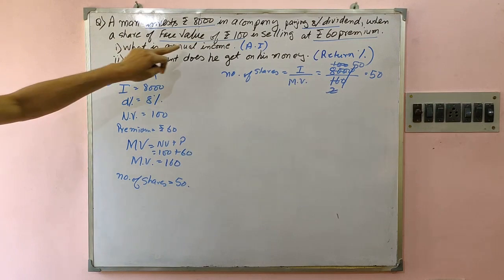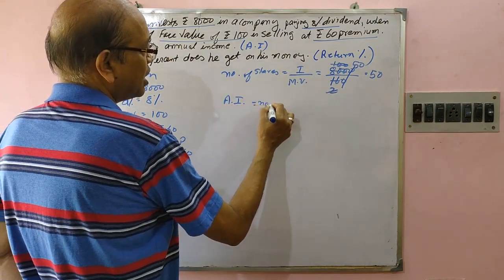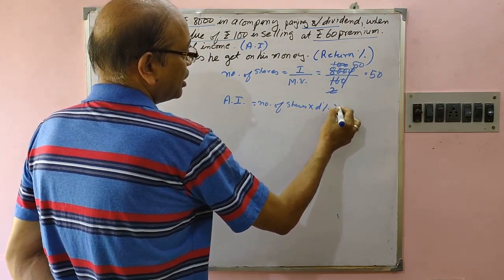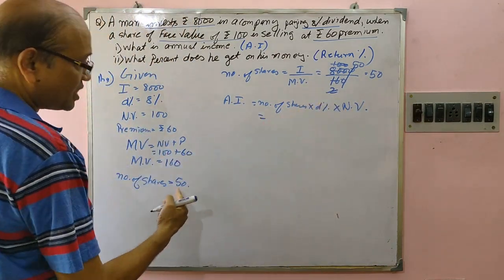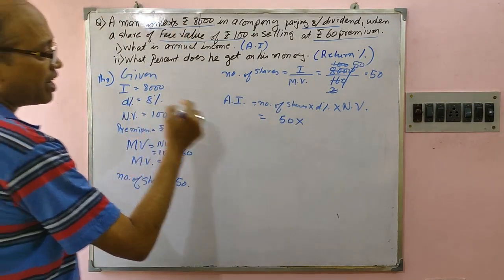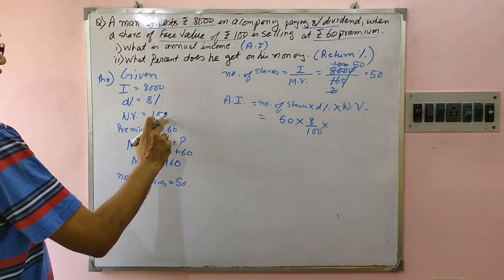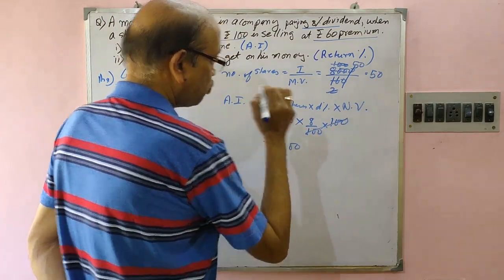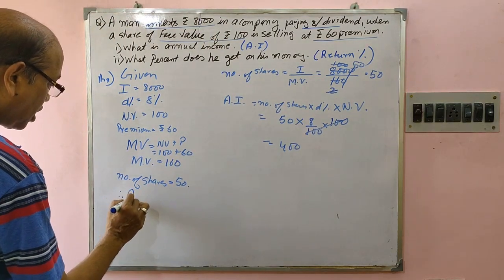Now what we have to find? Annual income. What is the formula for annual income? Number of shares into D% into nominal value. Number of shares we found out as 50, D% 8 by 100, nominal value 100, annual income is 400.